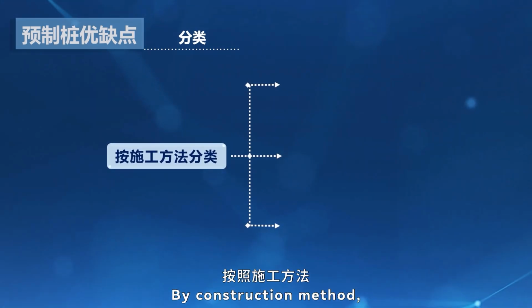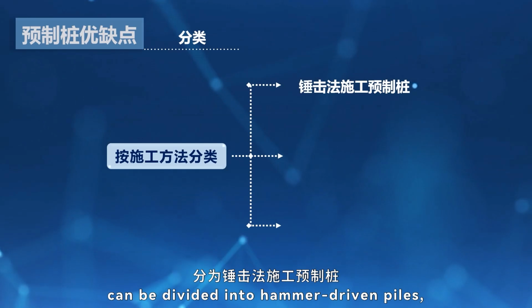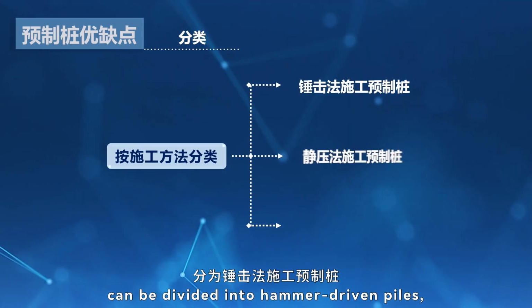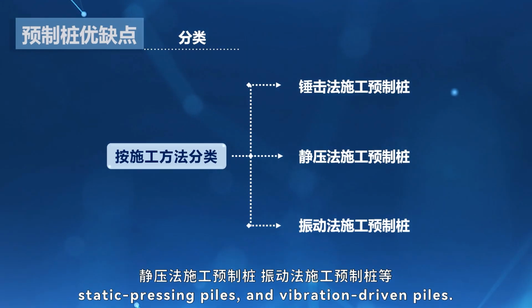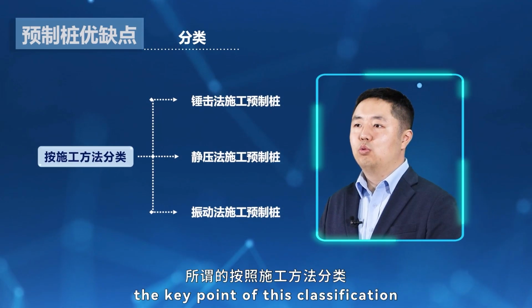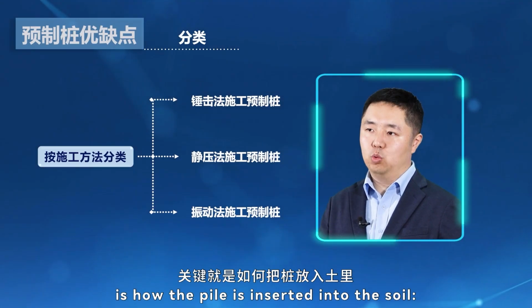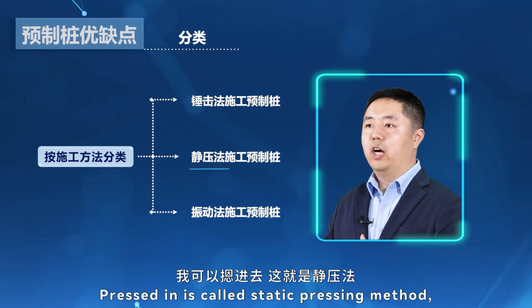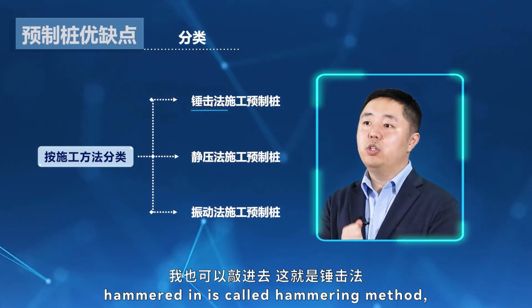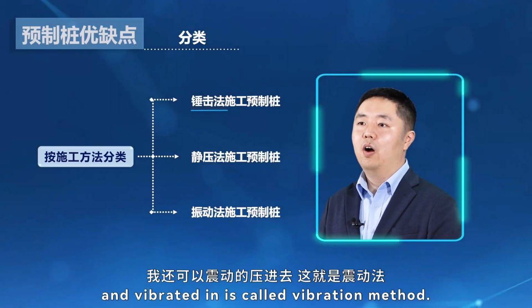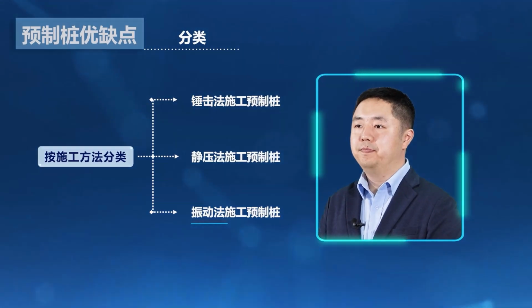By construction method, prefabricated piles can be divided into hammer-driven piles, static pressing piles, and vibration-driven piles. You may notice that the key point of this classification is how the pile is inserted into the soil. Pressed in is called static pressing method, hammered in is called hammering method, and vibrated in is called vibration method.